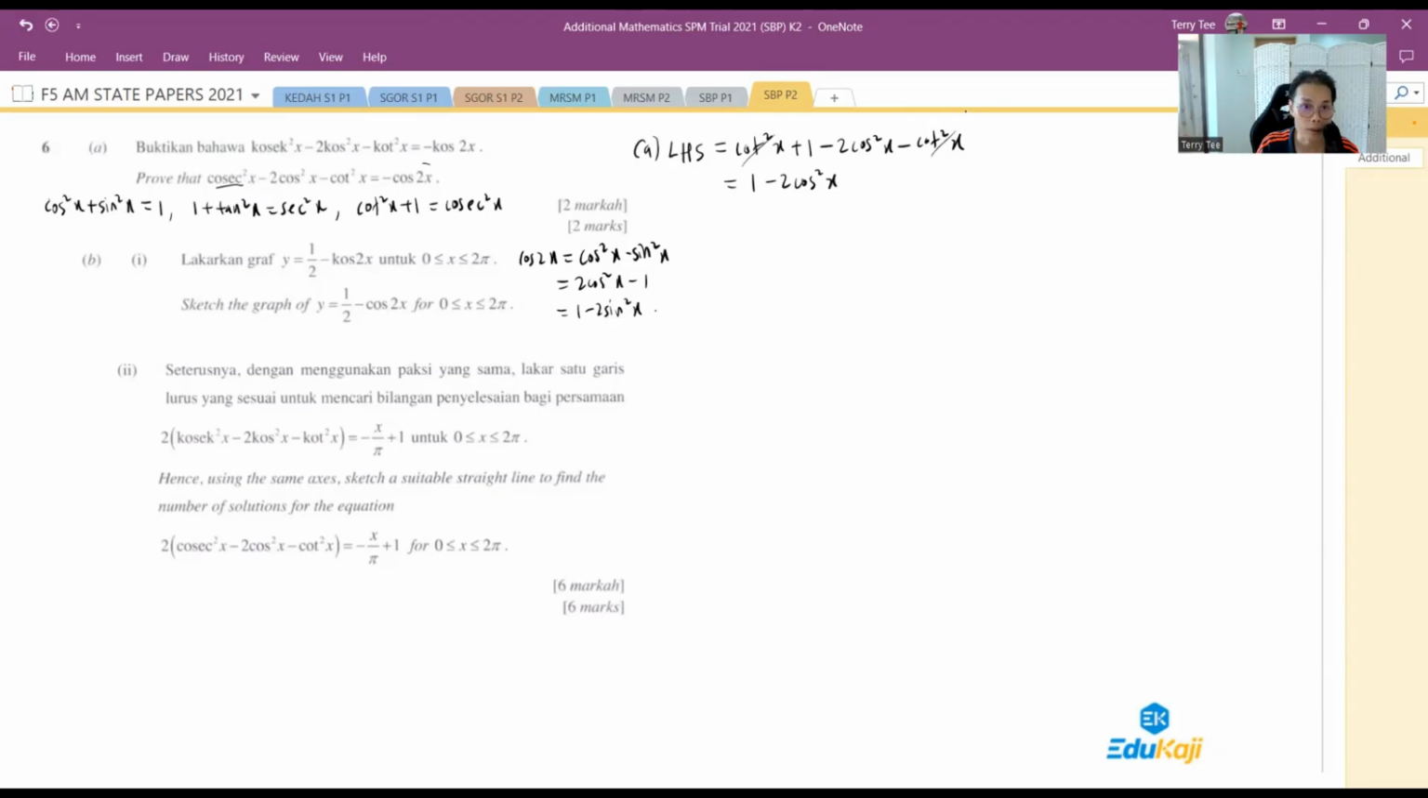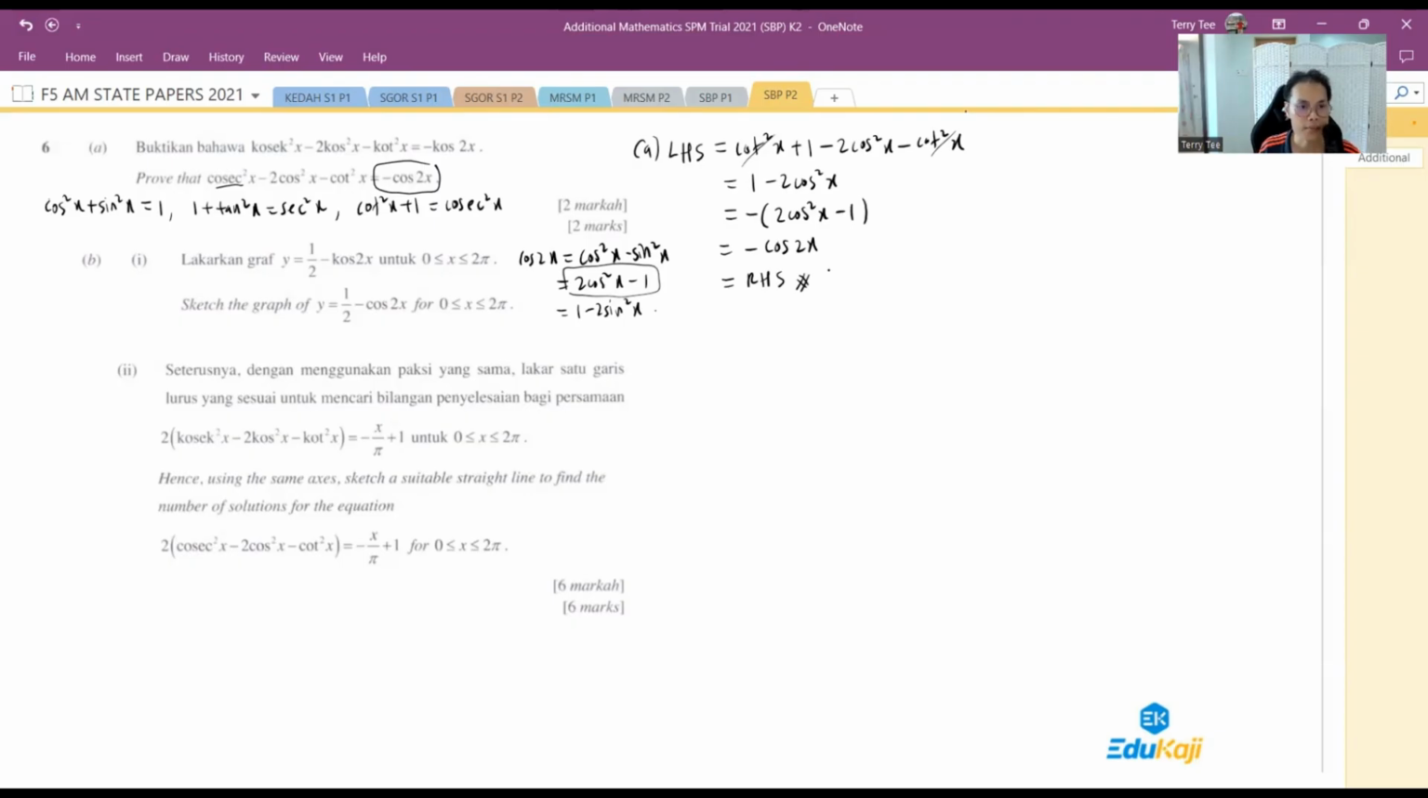Now, take note, we can always have a look at the right-hand side. What we have here is negative cos 2x. So I know I have to use this result, right? We want to factorize the negative here. So the 1 becomes negative, minus 2 becomes positive 2 cos square x minus 1. And this is now cos 2x with a negative in front, and it is the same as my right-hand side. Okay? All right, next one.